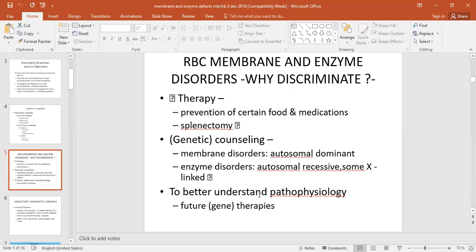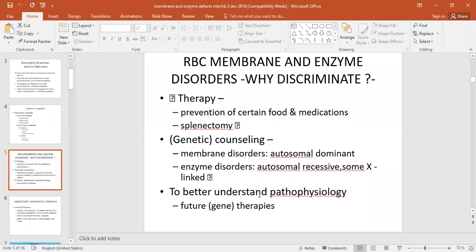So why this lecture today on red cell membrane and enzyme disorders? Why the discrimination between these two? The first thing I want to mention is that as scientists, we want to look at therapy. The reason is that some aspects associated with either membrane or enzyme disorders can be prevented, and the prevention may even include avoiding certain food types or medications.